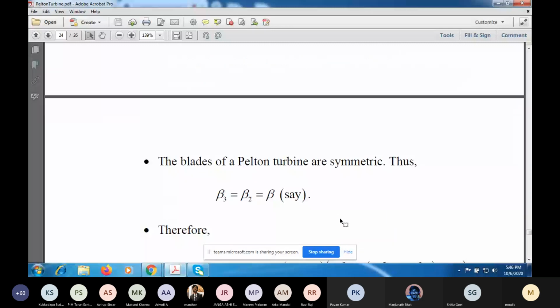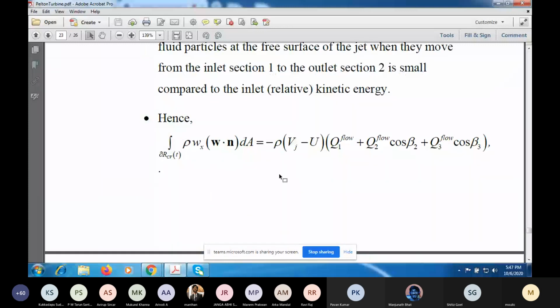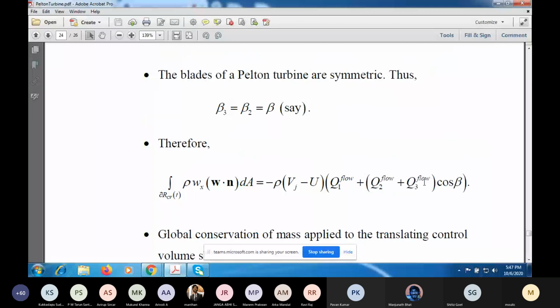Now, when the blades are symmetric, beta 3 and beta 2 will be the same. So I've simply called it beta without a subscript. Suppose I say beta 2 and beta 3 are beta. Then these two terms will be multiplied by cos of beta, which you can factor out and write as Q2 plus Q3, the sum of this, into cos of beta.